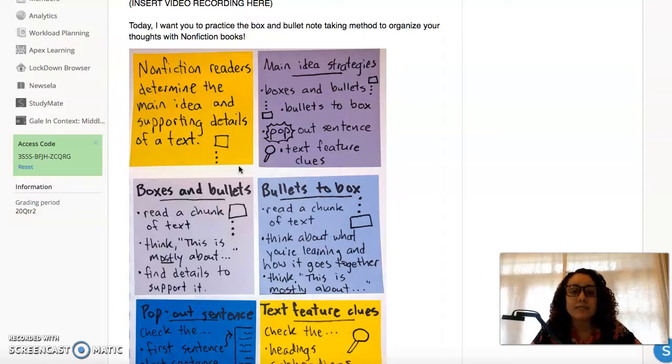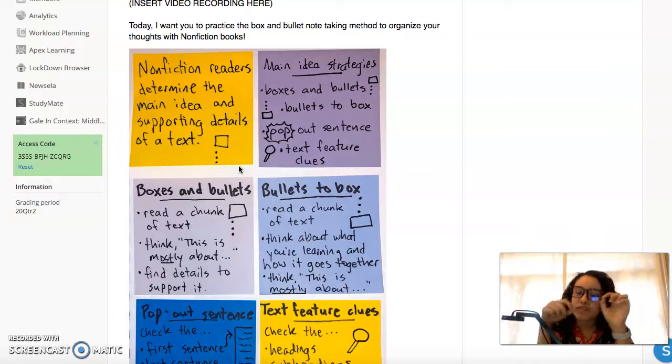Boxes and bullets are literal boxes, and you're going to see bullet points following this. This is something that you can do in your notebook or use the graphic organizer I'm providing with today's lesson. We really want to think about sentences that pop out to us and really use our text features as clues to help us with our work.